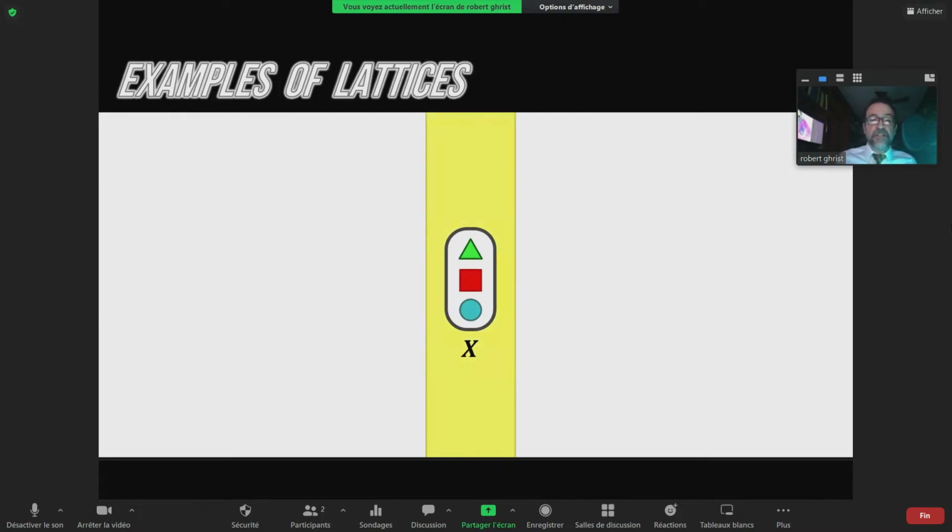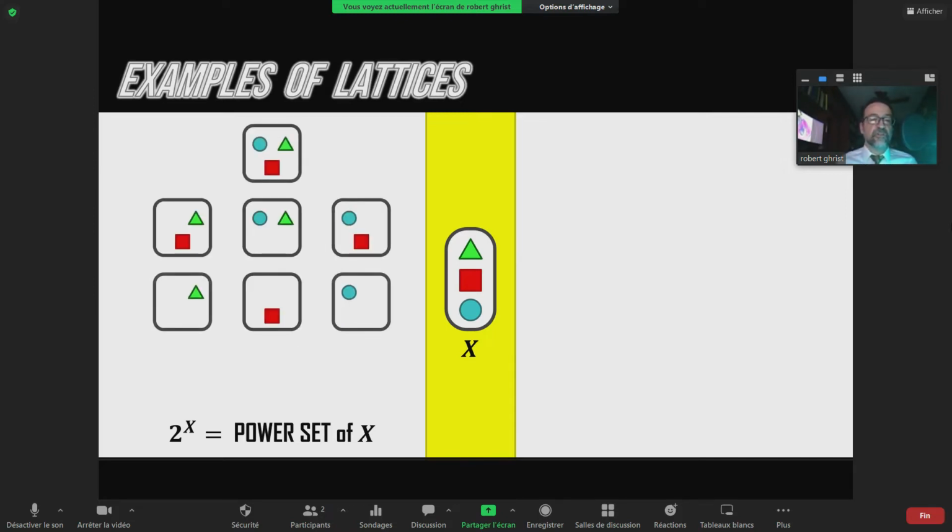The simplest example of a lattice is to take a finite set X and then look at the power set lattice of X. If I look at all possible subsets, then I can order those subsets in terms of inclusion. That is, of course, not a total order. It's just a partial order, but this gives us a notion of a lattice because I can interpret the join and the meet as literally union and intersection.